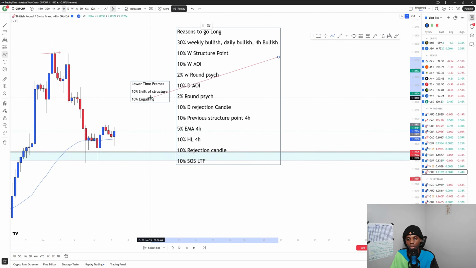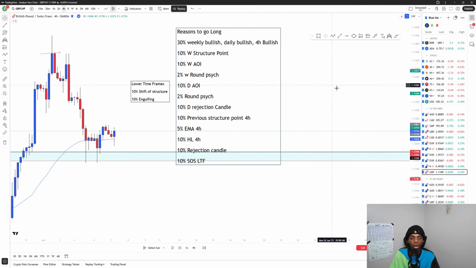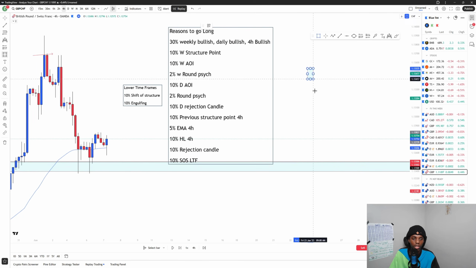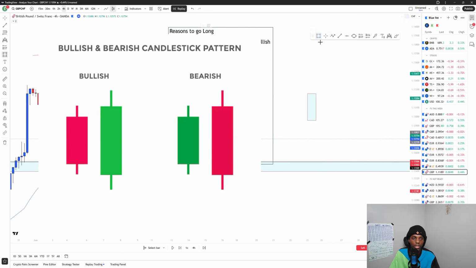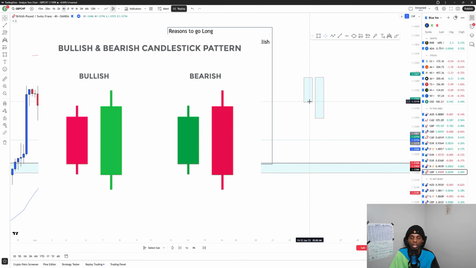Next is engulfing candle. When we are looking for buys, we look for a bullish engulfing candle, and when we are looking for sells, we look for a bearish engulfing candle. In our case, we're going to be looking for a bullish engulfing candle since we are looking for longs. If you don't know what a bullish engulfing candle is, it's when we have a red candle like this and the next candle that follows is a blue candle closing above the red candle. And a bearish engulfing candle is when we have a blue candle and the next candle that follows is a red candle closing under the blue candle.